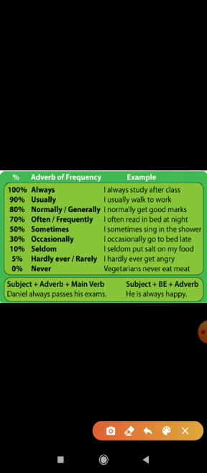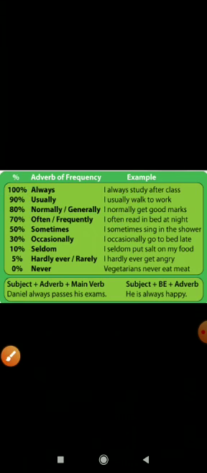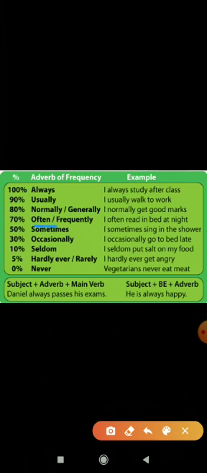Next is normally or generally. I normally get good marks. Normally means less than usually and very less than always. Normally means at many occasions. Next is often. Often happens less than always. I often read in bed at night. I often read means I don't always read. I read often, very often, at many occasions.